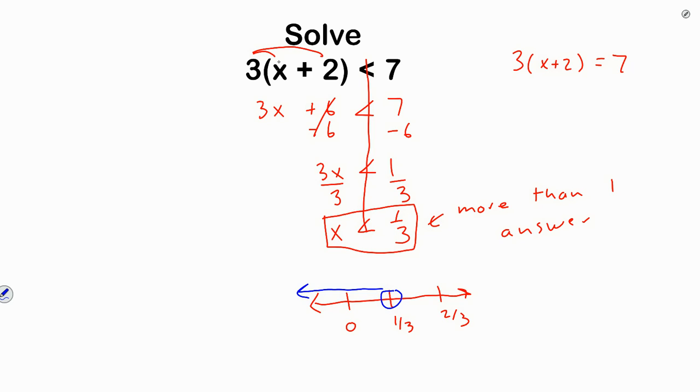So I could plug in 0 and this would work. I could plug in -100 and that would work. So any number smaller than 1/3 is an answer. And this arrow keeps going forever because there's an infinite number of possibilities.